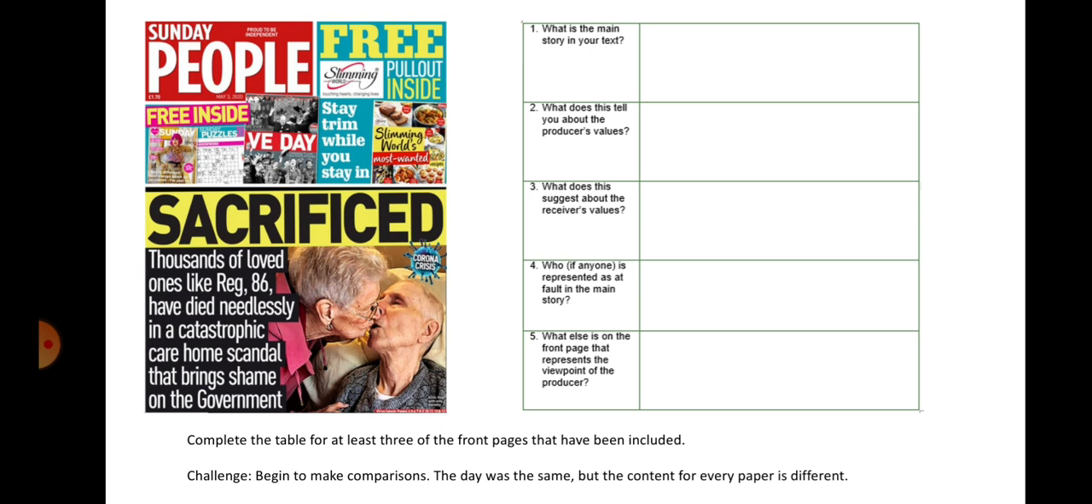Anyway, it says here, challenge: begin to make comparisons. The day was the same, but the content for every paper is different. This is important, I think, because in isolation you might go, okay, that's looking at this and that's looking at this. However, when you compare it to another paper, what you'll start to see is, firstly, there were a lot of news stories they could have covered. So you'll start to see what they included and what they didn't include, and then start to make a few more informed decisions about what that tells us about each individual paper.